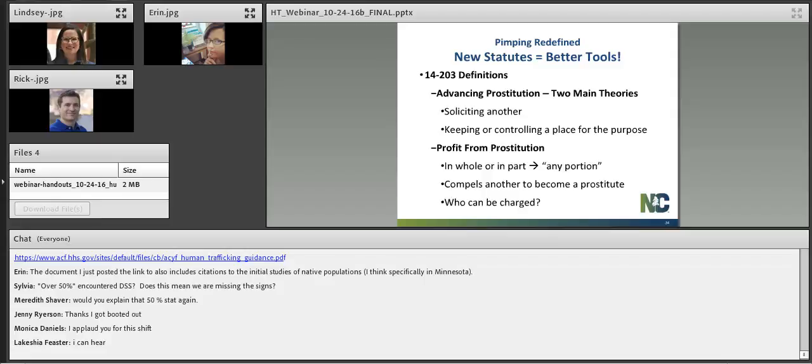This could mean you're taking cash from the commercial sex act, but it could also mean that you're staying in the hotel room that is being paid for from the proceeds of prostitution. You could compel another to become a prostitute, and that can also mean that you could be charged with pimping or promoting prostitution. What I mean by that is recruitment online, or having someone come and stay with you and then saying, in exchange for staying with me, you're going to be prostituting. By doing that, you've compelled them to become a prostitute, and you would now be liable for pimping or promoting prostitution under the statute.